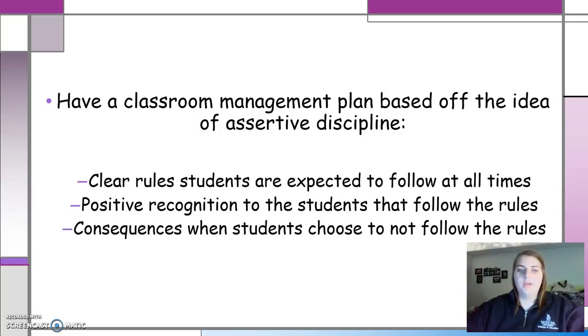First of all, having a classroom management plan based off the idea of assertive discipline, and the three basic ideas that go along with that is having clear rules that the students are expected to follow at all times, positive recognition to the students that make good choices and are following the rules, and then having consequences in place for students that choose to not follow the rules.